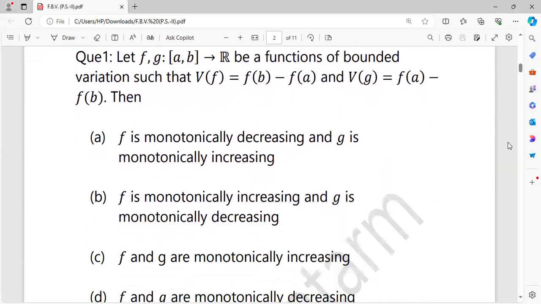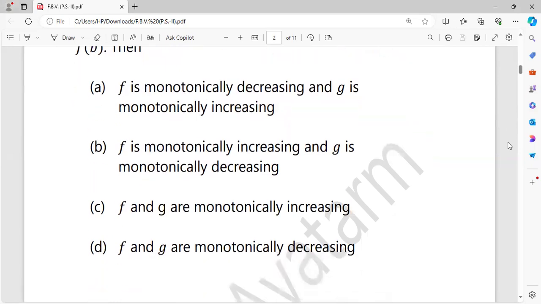So, first question is: f and g are functions of bounded variation such that the variation of f is nothing but f(b) minus f(a), and the variation of g is nothing but f(a) minus f(b). Then option 1 is f is monotonically decreasing and g is monotonically increasing. Second one is f is monotonically increasing and g is monotonically decreasing. Third one is f and g are monotonically increasing, and fourth one is f and g are monotonically decreasing.